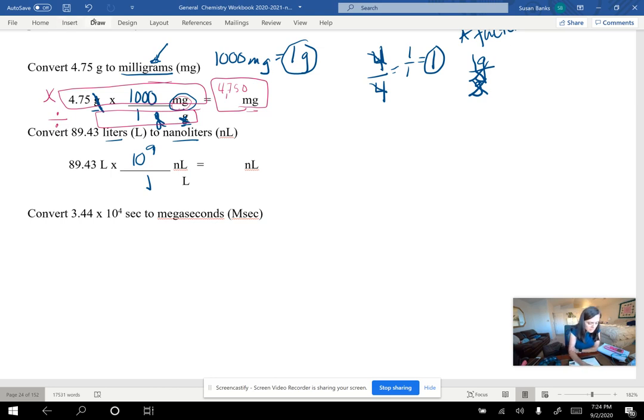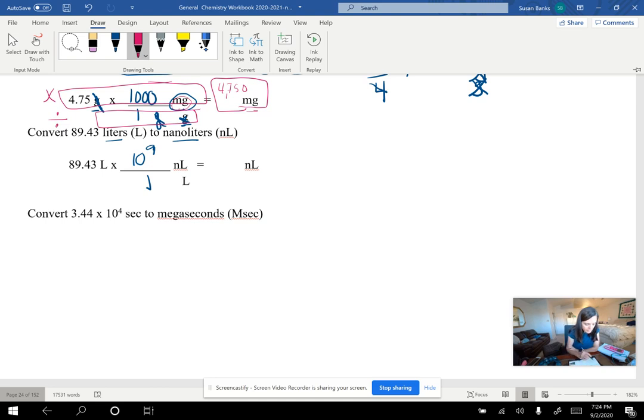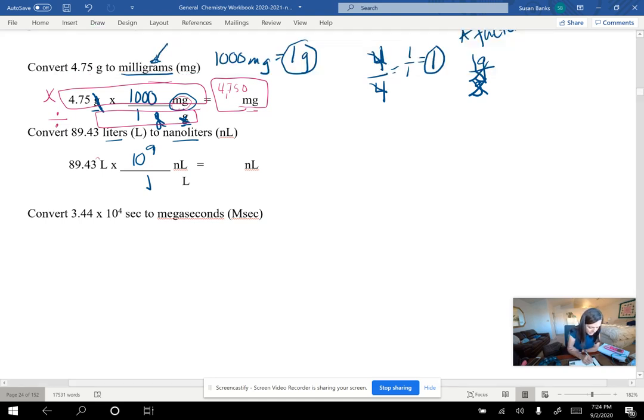Okay? So notice my units. I have liters on top and liters on bottom. So they cancel out. What I have left is nanoliters. That's what I want. Okay? Once again, everything on this top, we are going to multiply by, and everything on the bottom, we are going to divide by. But once again, dividing by 1 just gets us the same number, so we really don't have to pay attention to it.